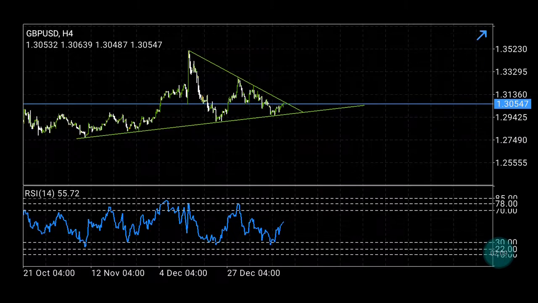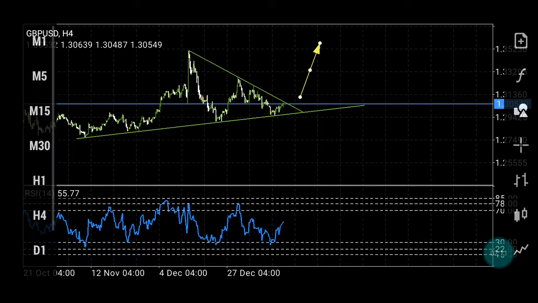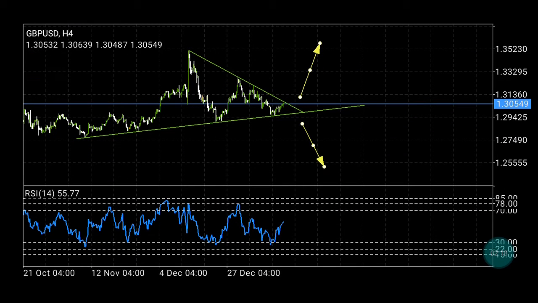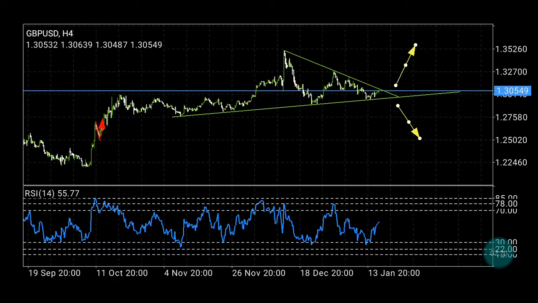Simply, the market goes up and the market goes down. Two ways the market can go, so we wait for signals.